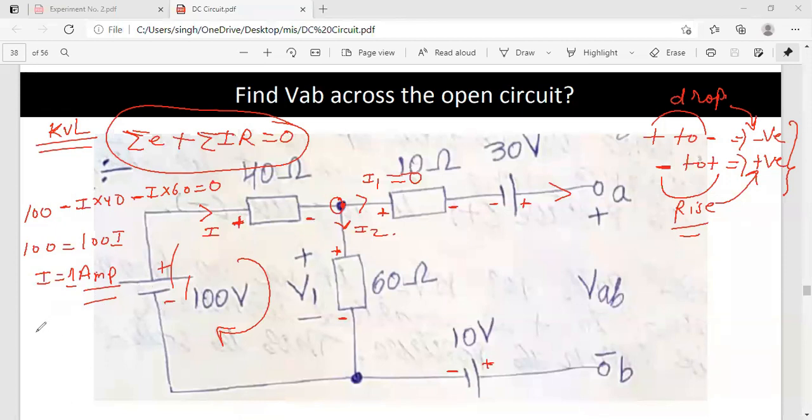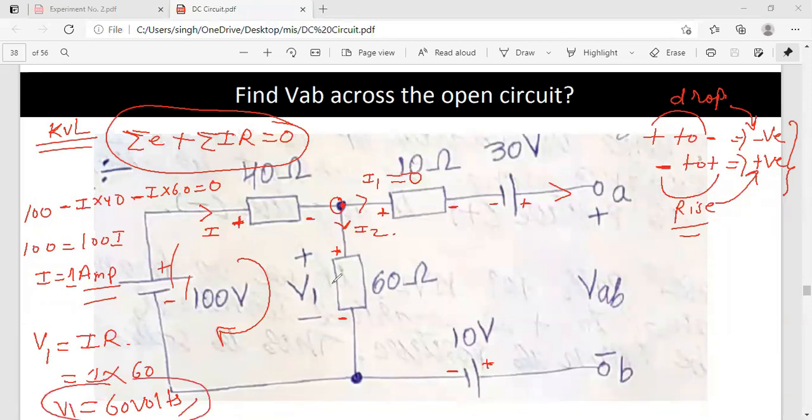Now this is V1. We know that if I know the value of current and resistance, I can calculate V1. Current I have calculated as 1, resistance is given as 60. So that means V1 is nothing but 60 volts. So here we have 60 volt. Similarly, if you multiply 40 with 1 ampere, it will be 40 volt.